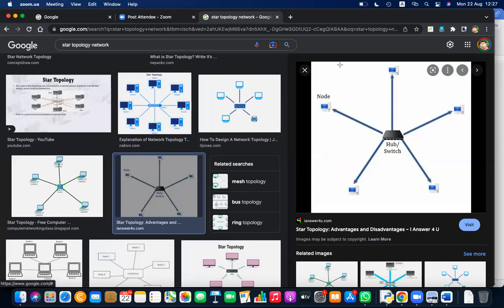Okay. So what do you think about the star topology? Any advantages, any disadvantages as you see the arrangement here? Yes, anything? Mainly all the computers are connected to a switch or a hub. Yeah, all the computers are connected to a switch or hub. Yes, but that is not an advantage, and that is not a disadvantage either.